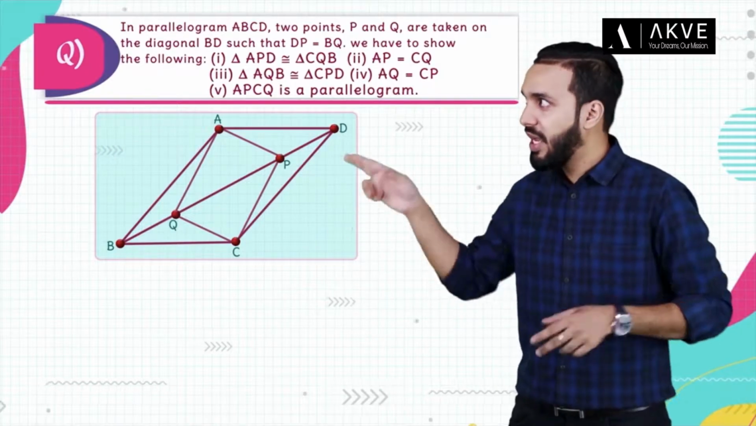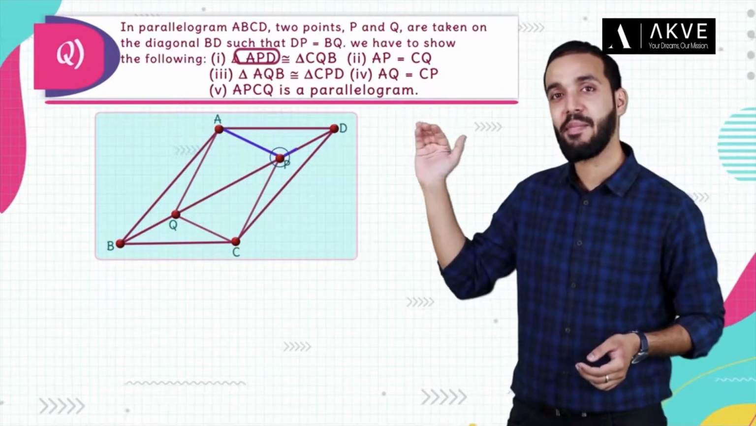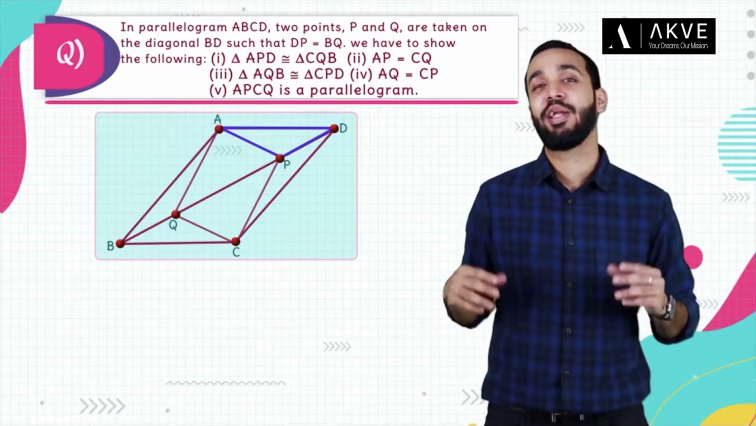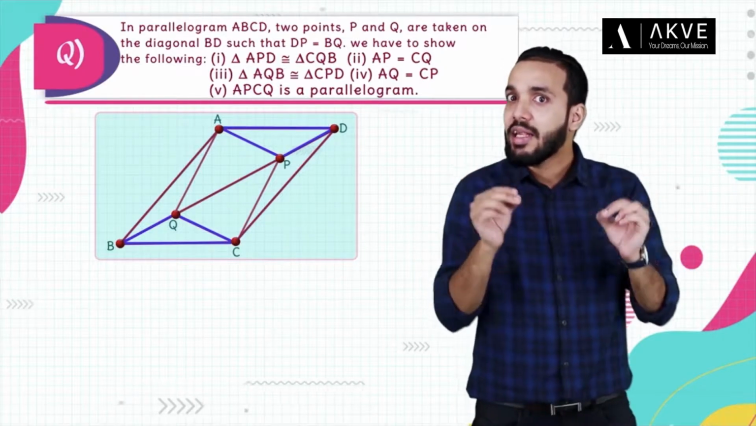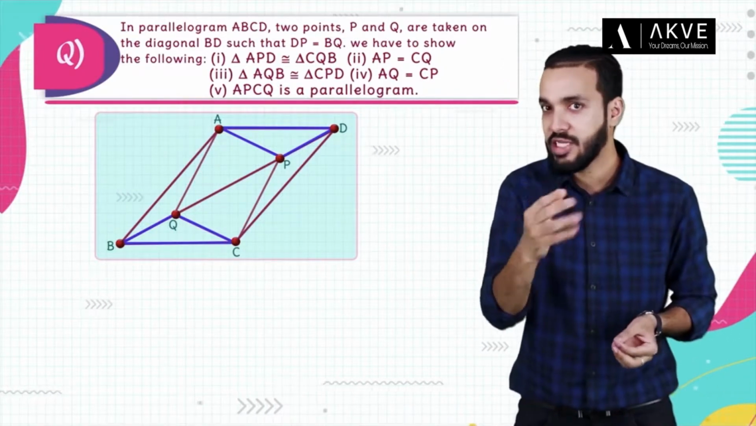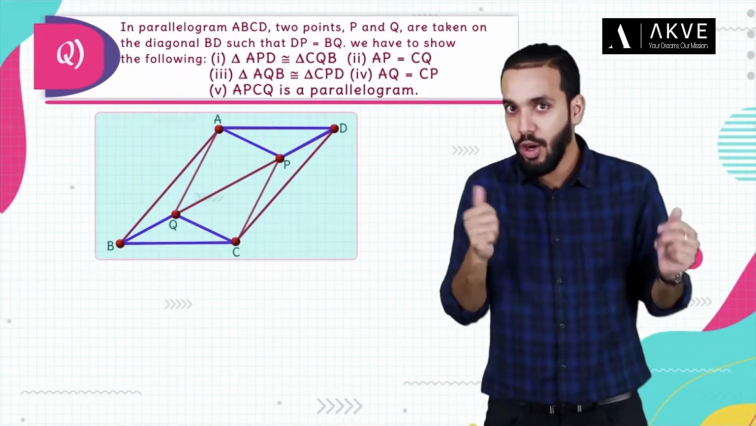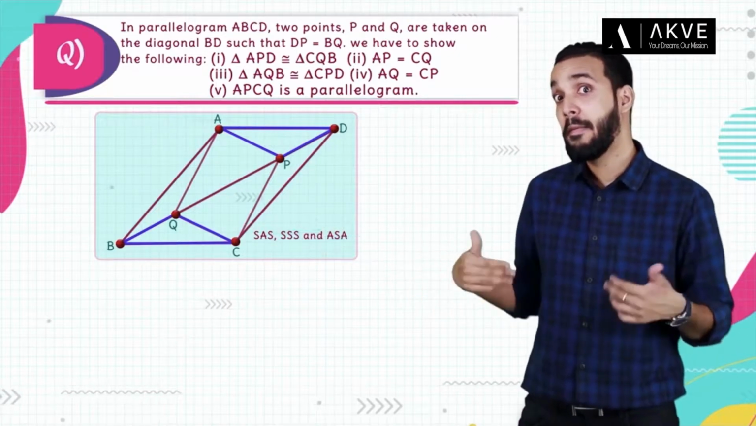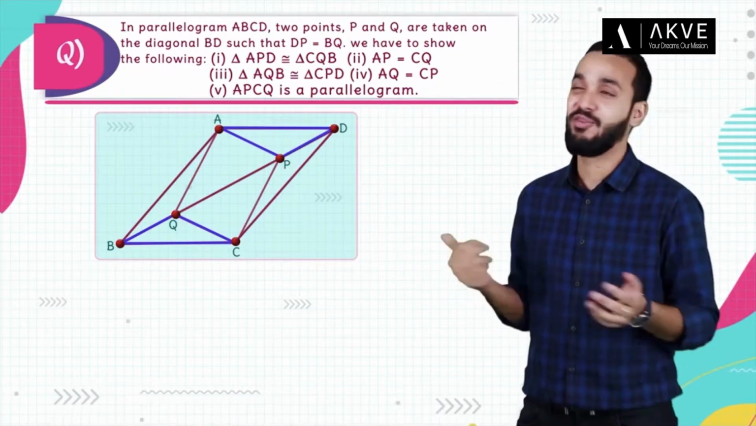So, the very first requirement is to prove that this triangle APD is congruent to this triangle CQB. Now, which criterion of congruence do you think would fit here? RHS is obviously not possible since there's no mention of right angles. So, it's got to be any one of these. But which one? Let's just use the given information to find out.